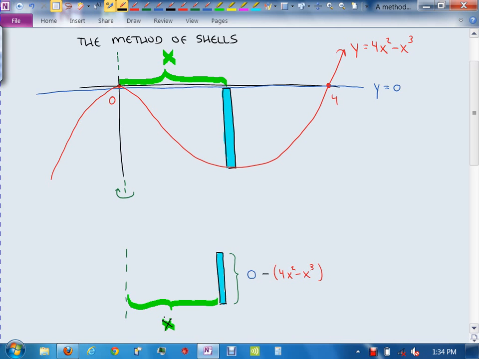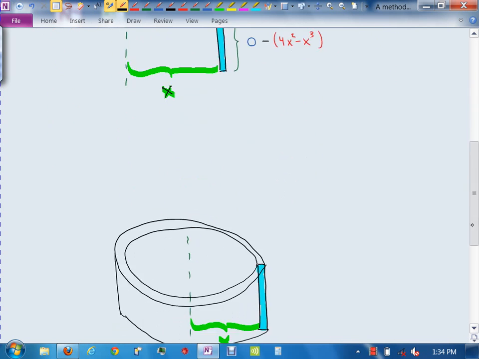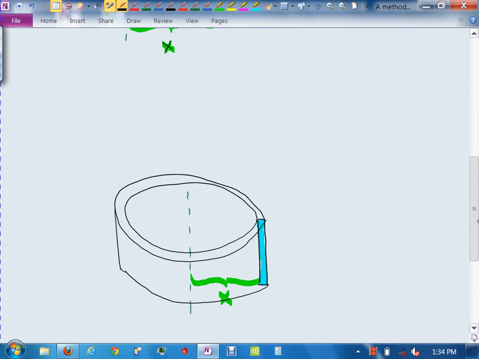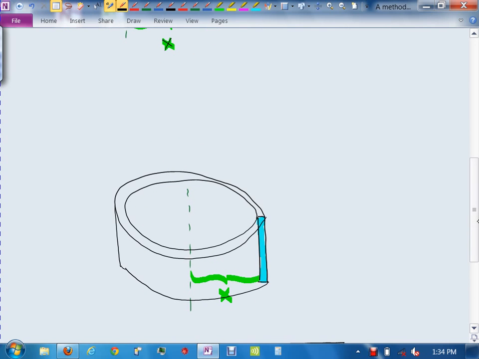We have the distance from the axis of rotation to this rectangle. Now, wrap it. And when you wrap it, you get this shape right here. It's not a very good picture, but do you see it? Do you see that wrapped around the axis? It's basically something like this, right? Now, it has some thickness to it, though, doesn't it? So what does that look like?